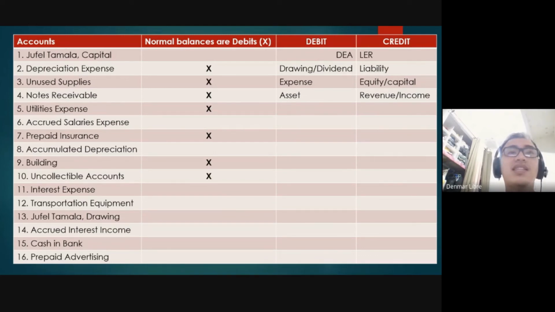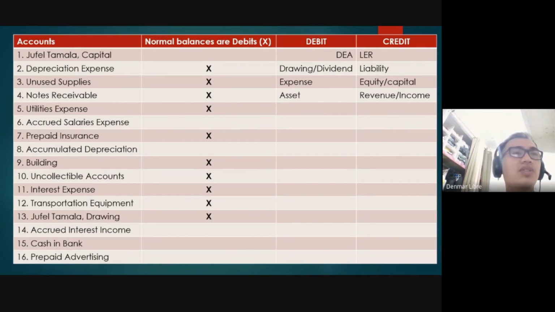Next we have interest expense, an expense account with debit as normal balance. Next we have transportation equipment. This is an asset with debit as normal balance. Next, we have Jofel Tamala Drawing. This is a drawing account with debit as normal balance.